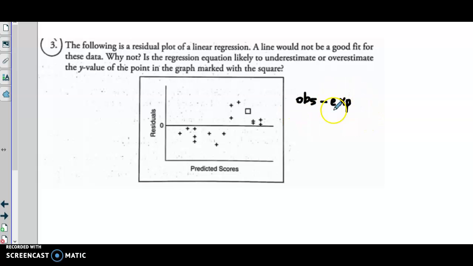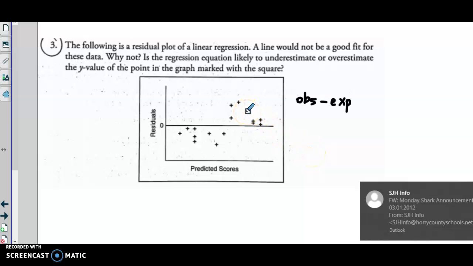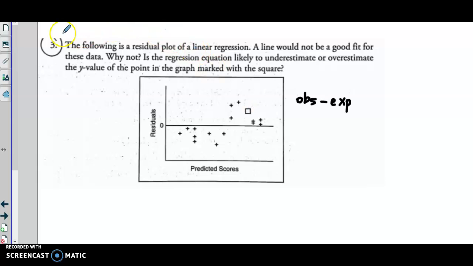So my expected, or my predicted, is actually an underestimate. This means the observed value is greater than the expected, or my model would underestimate the y values.